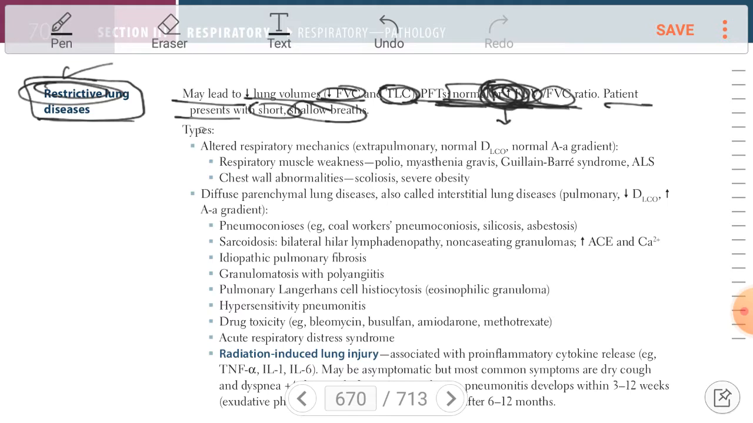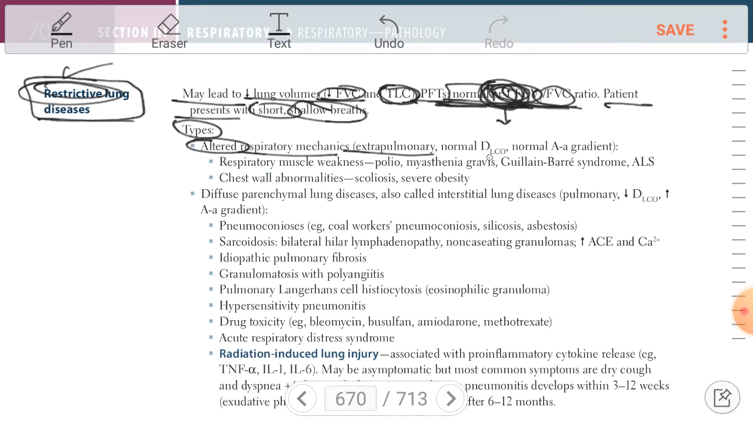Then the types: it may be from outside or affection of the alveoli. If it's from outside there is no effect on alveoli, but if it's from inside, there is an effect on alveoli. So what does from outside mean? Extrapulmonary. So alteration in respiratory mechanics.